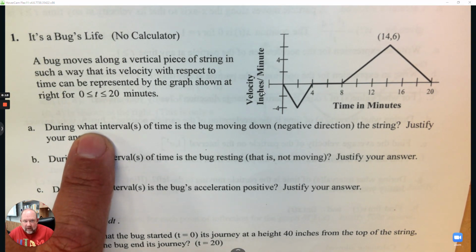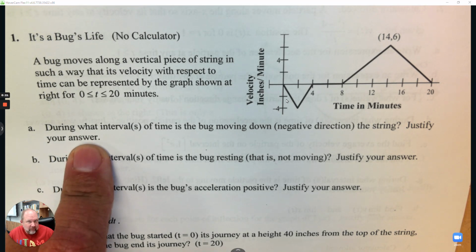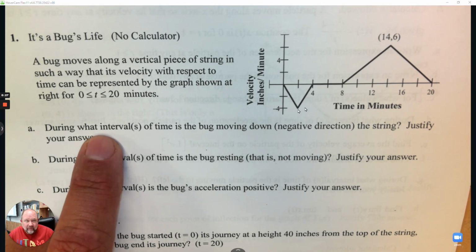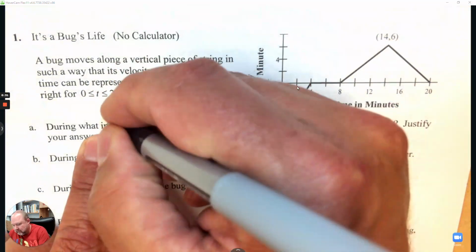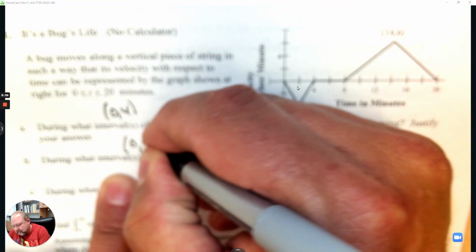This is the velocity and time in minutes of a bug that's moving along a vertical piece, so going up or down. So, what does velocity tell you? How fast it's going and what direction it's going. So, during what interval is the bug moving down? Negative. So, when is the velocity negative? So, the answer is from 0 to 4, it's below. We can answer it right here.